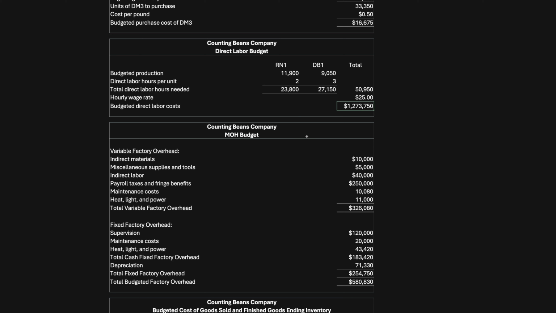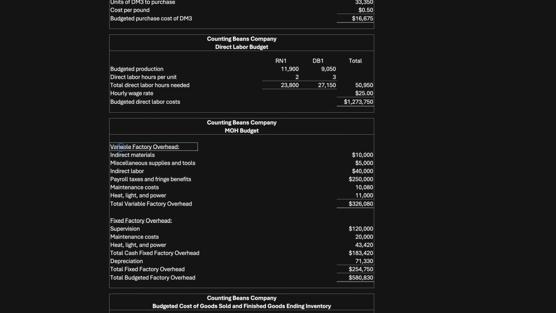Then we were given a number of different overhead items, and it's good if you know which overhead items are variable and which are fixed just to organize them together. But all this is a copy and paste of the numbers given earlier. Variable overhead equals 326,080 and fixed overhead equals 254,750. If we take 326,080 and we add it to 254,750, we get a total of $580,830 in overhead.